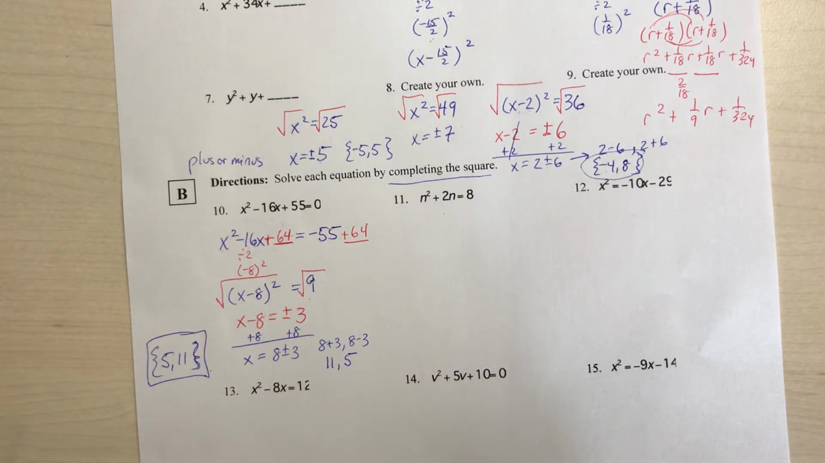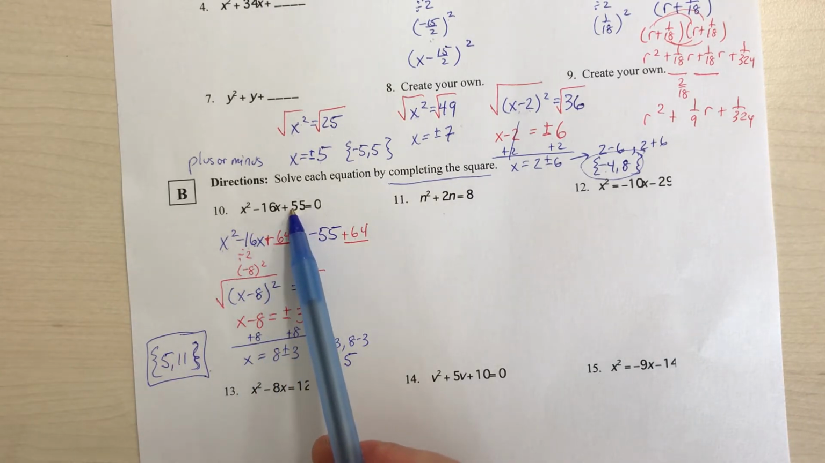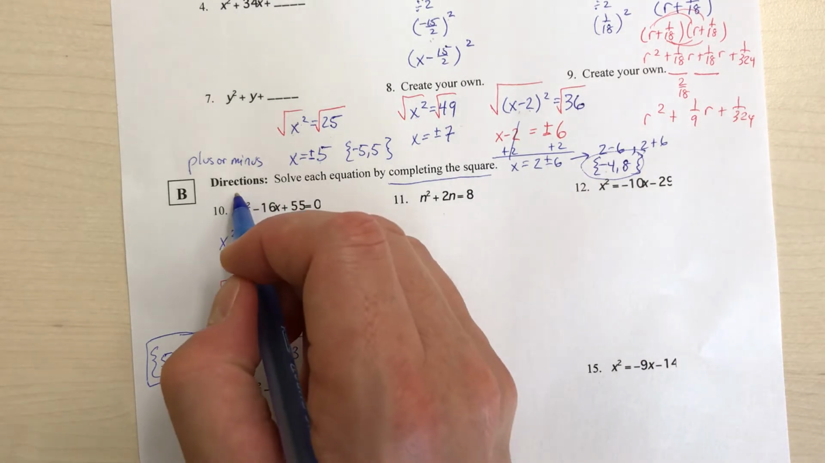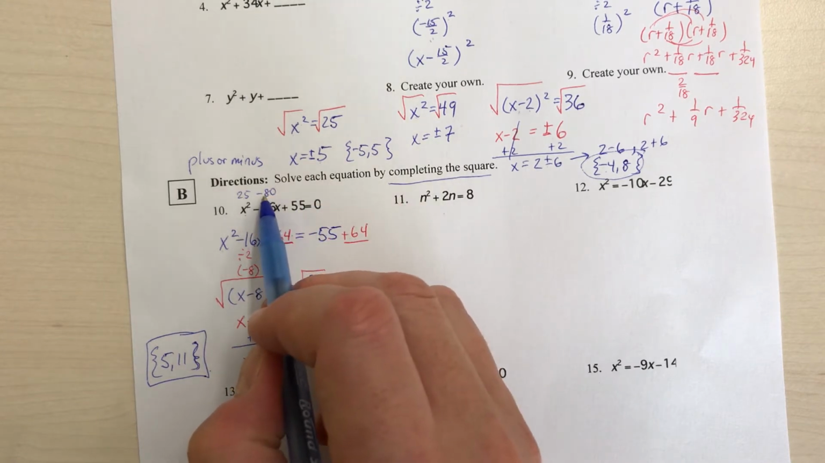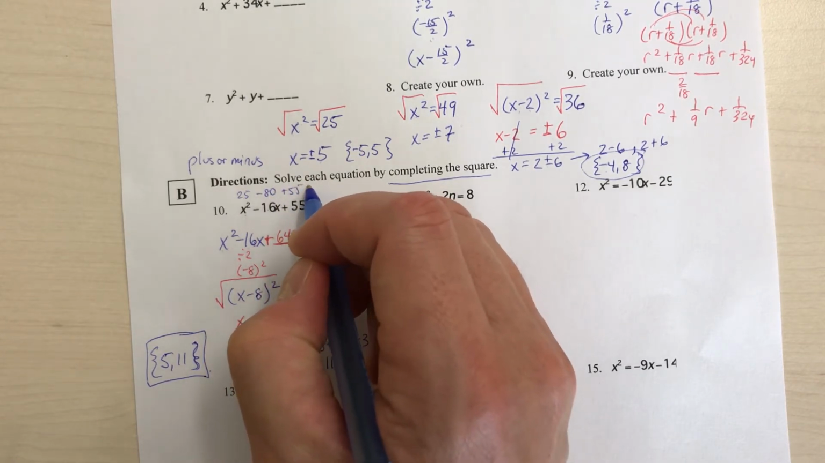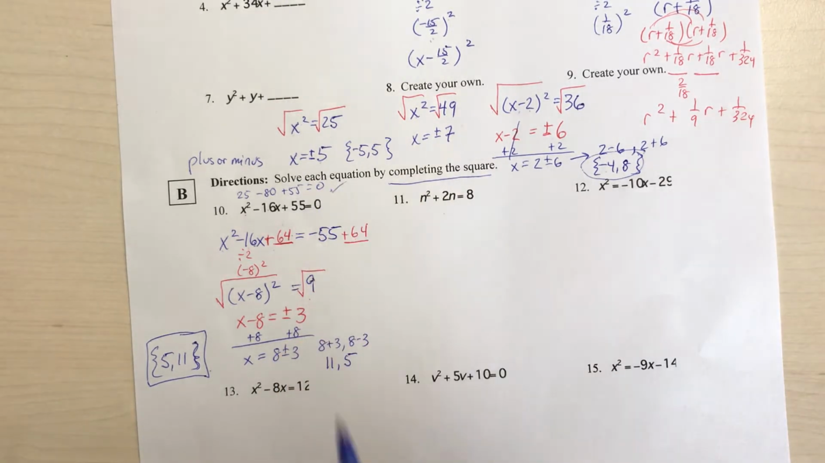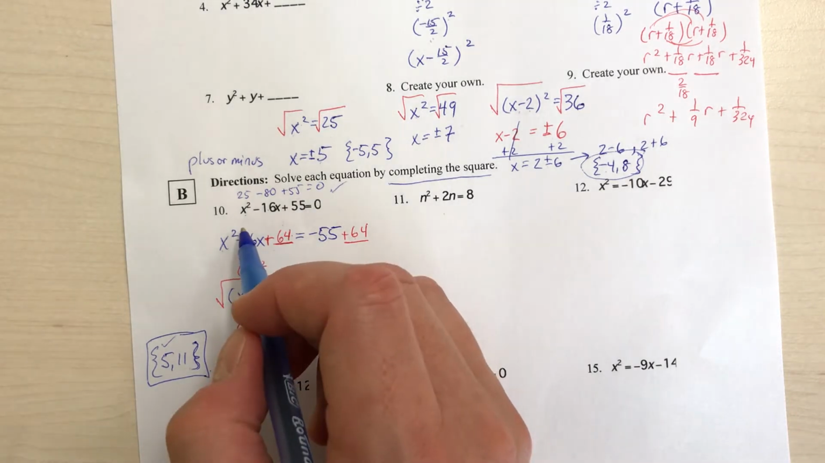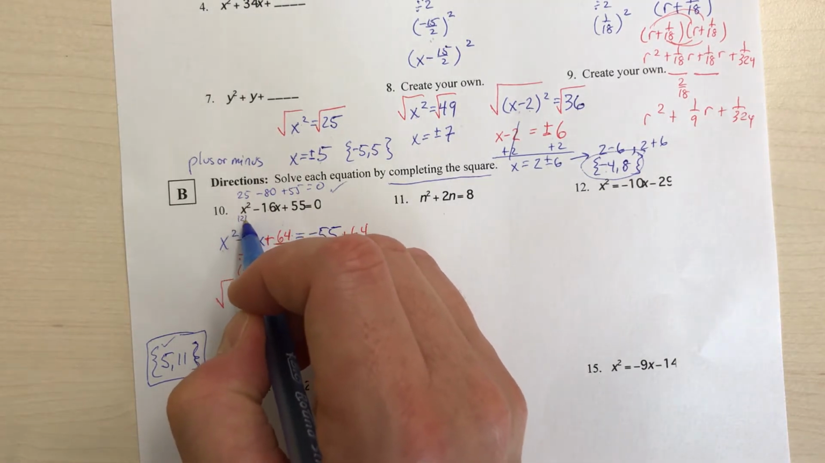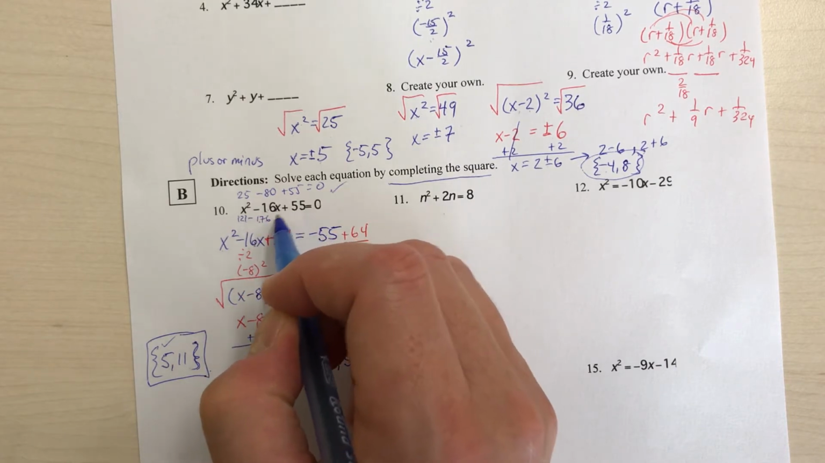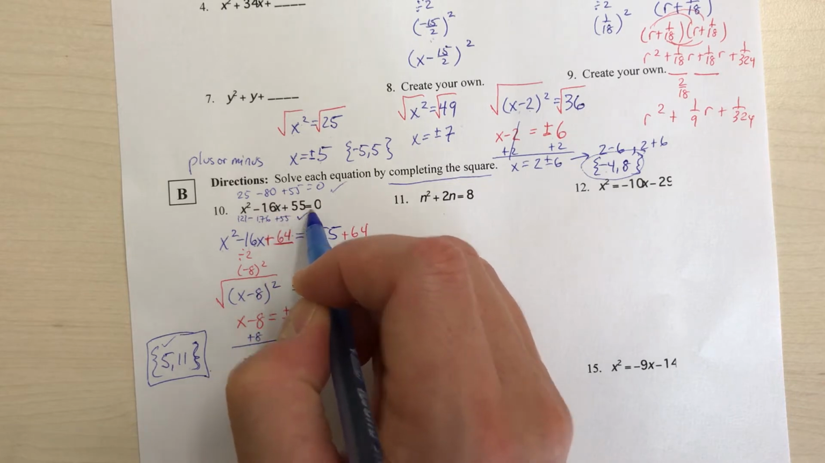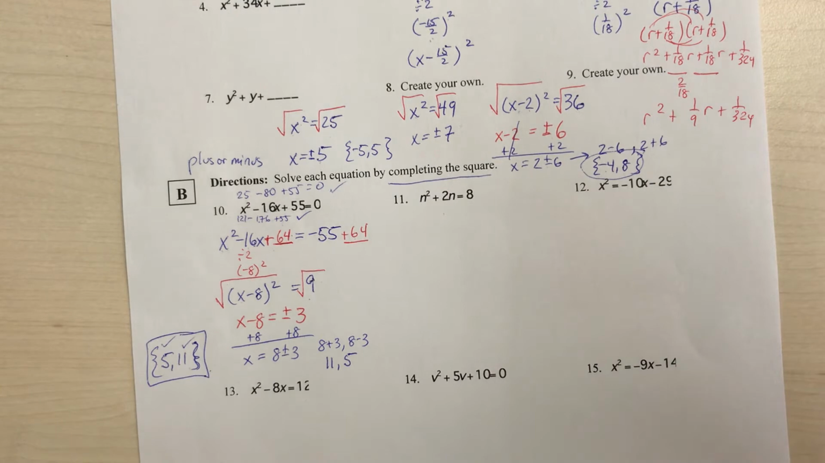Now, as with any equation, we should check and make sure it actually works. If I take 5 and go back to the original problem here, 5 squared would be 25. Minus 16 times 5 is negative 80. That would be negative 55 plus 55 is 0. That actually works. Okay, so this is a solution. If I tried positive 11, I would do 11 squared, which is 121, minus 16 times 11, which is 176. That's negative 55 plus 55 would be 0. Okay, so both of these are good.